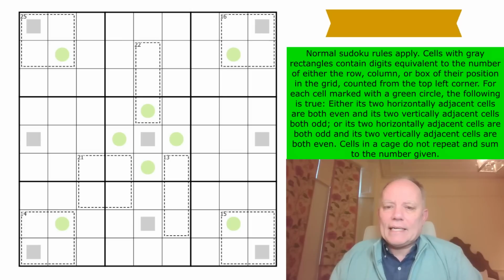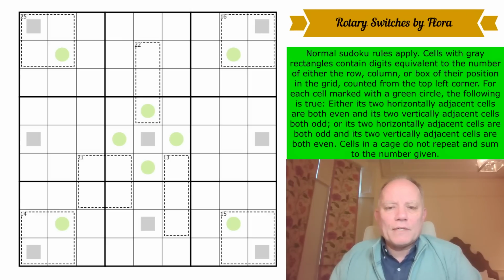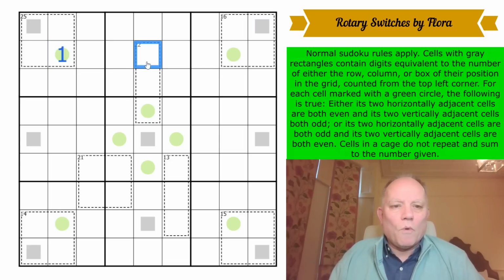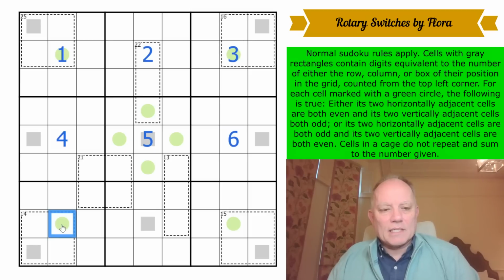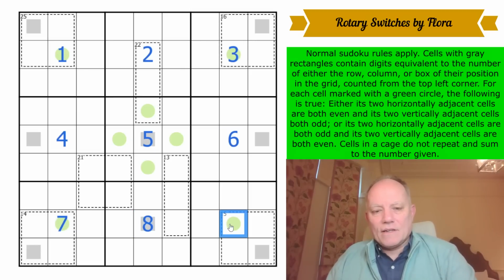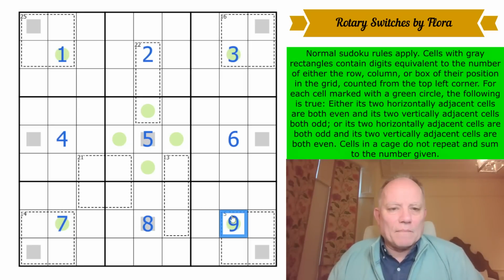But the first link under this video is to this puzzle called Rotary Switches. Now, I'll read the rules. They're fairly simple, although they take a little while to read. Normal Sudoku rules apply. So that's 1 to 9 in every row, every column, and every 3x3 box of the grid. Cells with grey rectangles, this may not be what you're expecting, contain digits equivalent to the number of either the row, column, or box of their position in the grid. Now, the box numbers are 1, 2, 3, very predictable, 4, 5, 6, 7, 8, 9. Those are the box numbers.